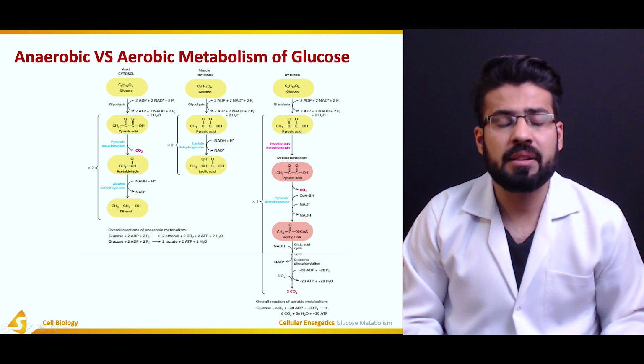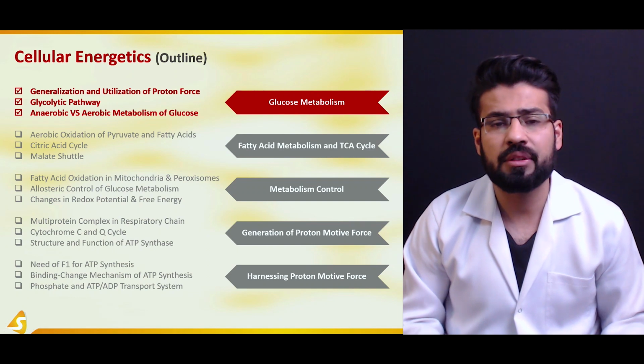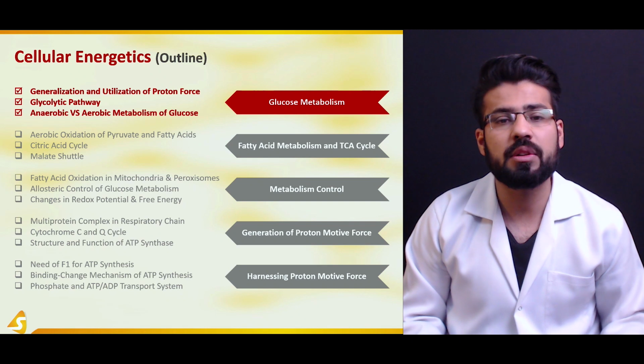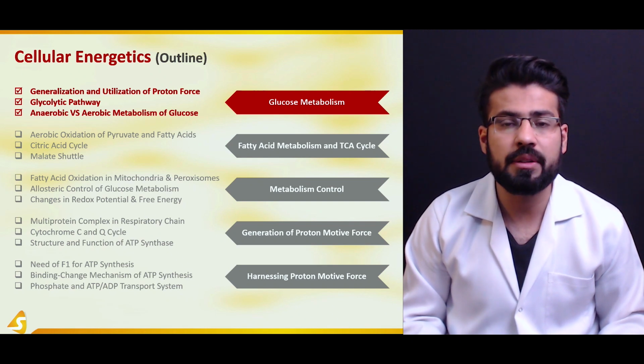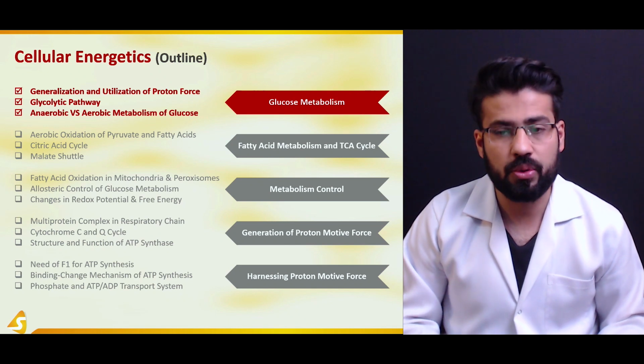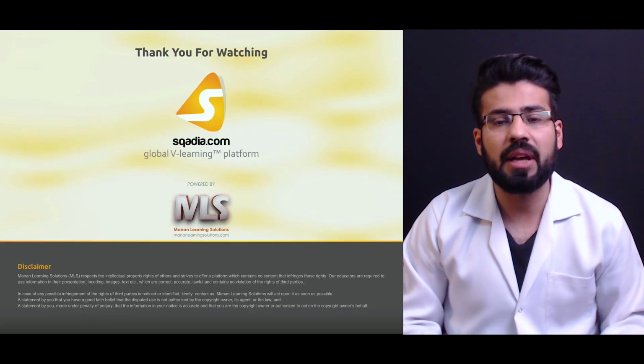So in this section, we started off with the general discussion and the utilization of the proton motive force, then we moved towards the glycolytic pathway, and lastly we discussed the anaerobic versus aerobic metabolism of glucose and their end product. So that was all for this section.